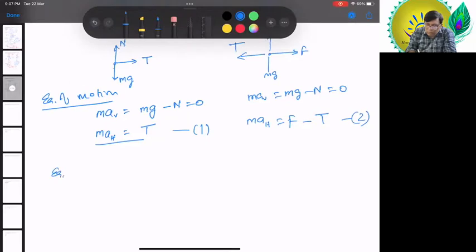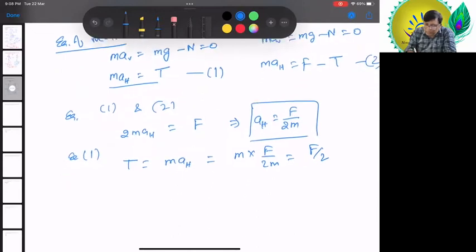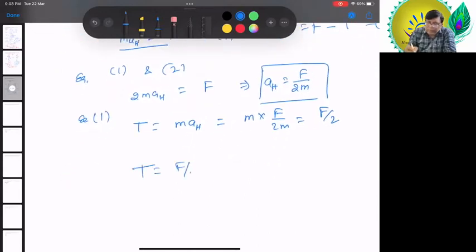So from equations 1 and 2, let us eliminate this T. Adding both, we will get 2m a_h is equal to F, and that means a_h is equal to F by 2m. Now we have to find out what the tension is. From equation 1, T is equal to m a_h, that means m into F by 2m is equal to F by 2. So the tension in the string will be T equal to F by 2.